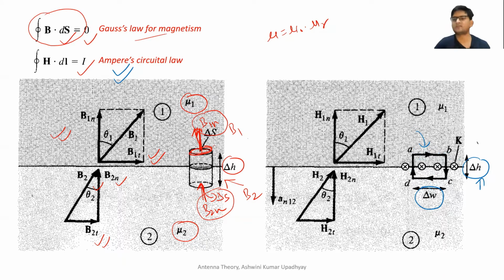Now also there is a surface current K, which is flowing on the boundary surface of these two media, medium 1 and medium 2, represented by mu1 and mu2 permeability.